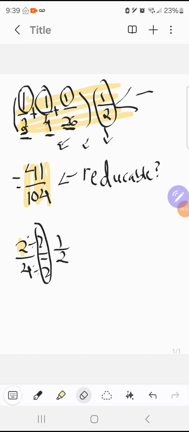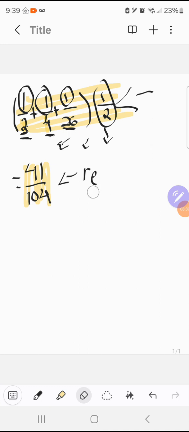Now, remember to follow the steps of BEDMAS. Remember to check if your end result is reducible or not.